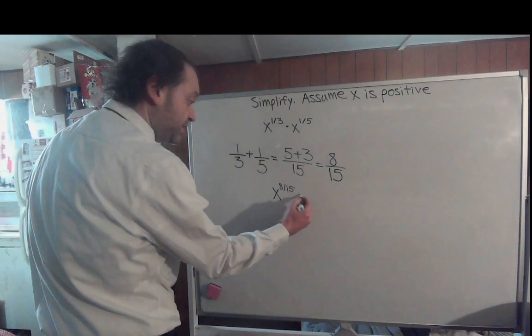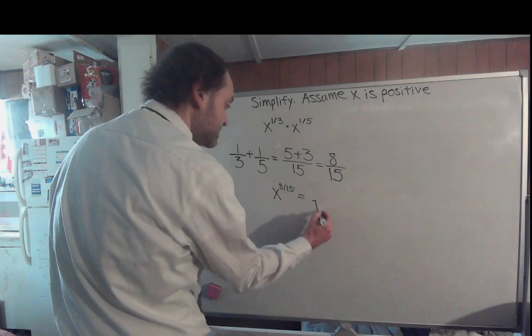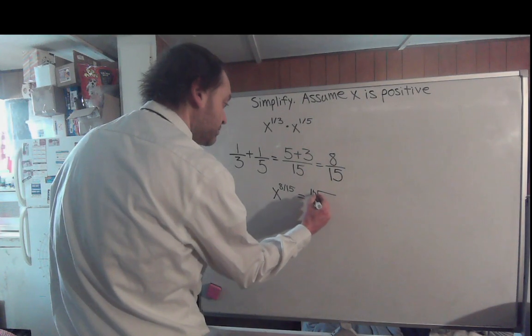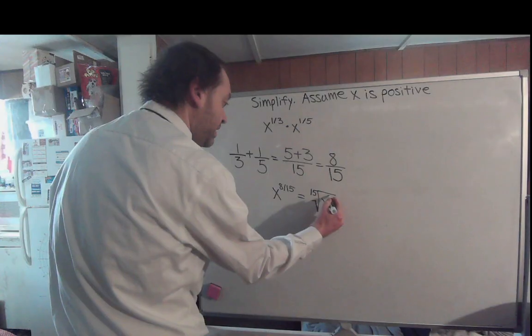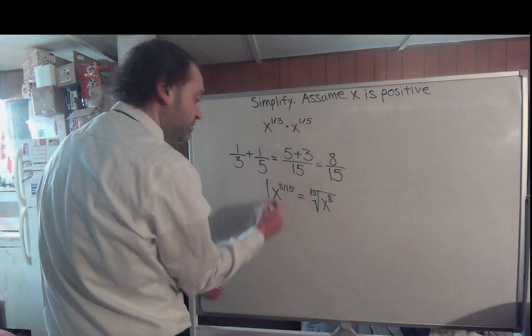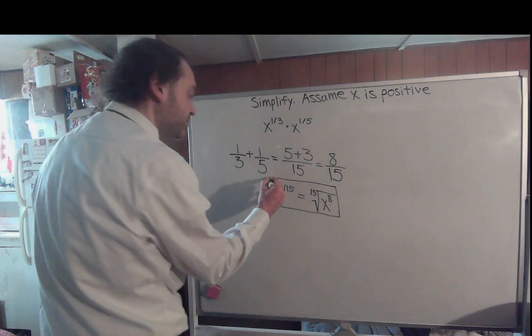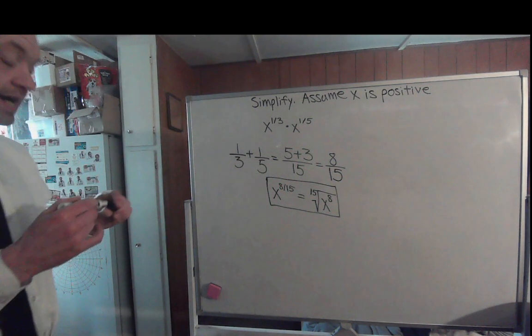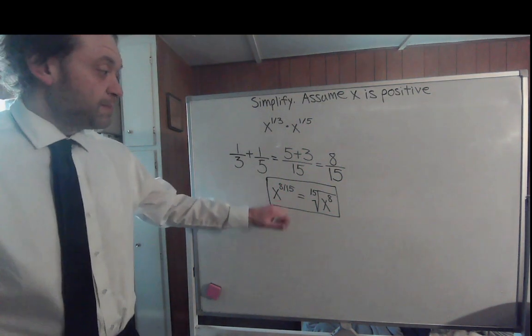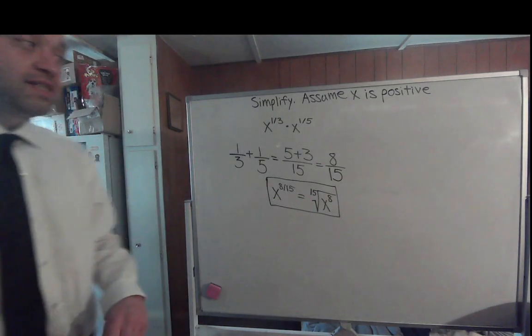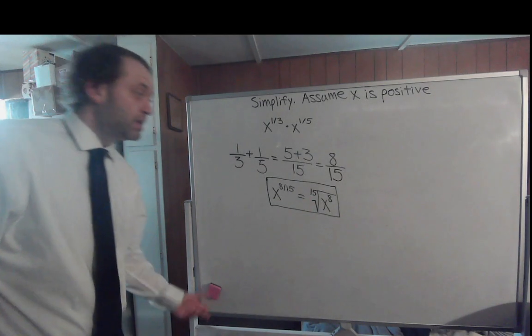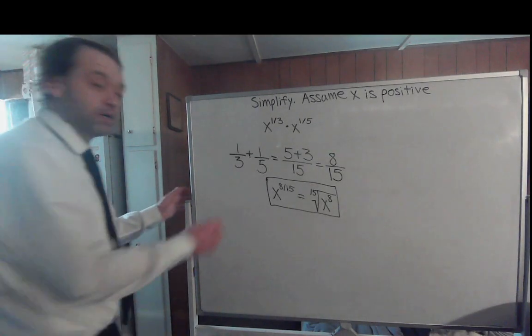You could write it like that, or you could write it as the 15th root of x to the 8th power. Either way, you could write it in either form, but you would get x to the 8/15ths or the 15th root of x to the 8th power. Either form would be acceptable.